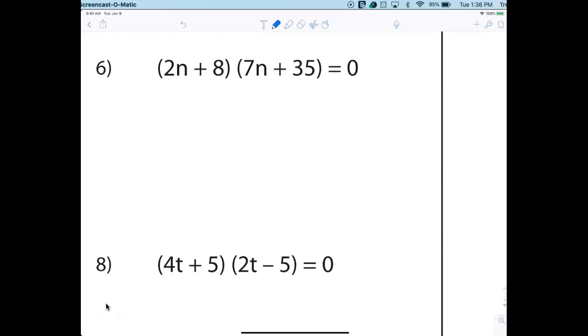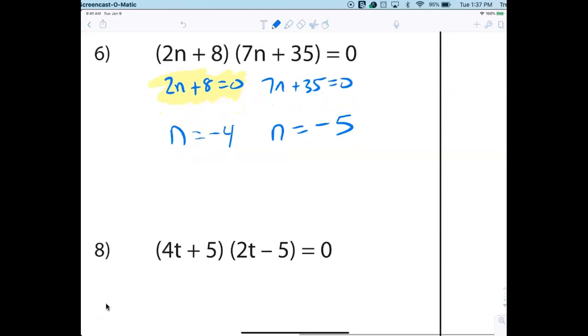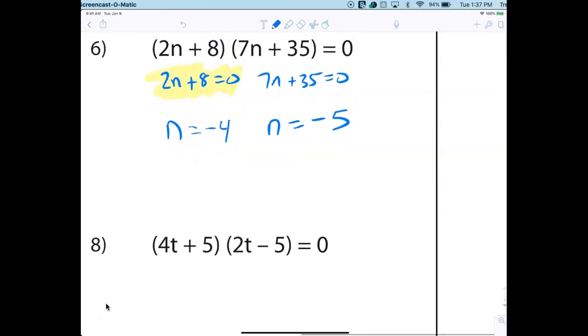Set them equal to 0. 2n plus 8 equals 0. 7n plus 35 equals 0. Now again, guys, this should be mental math. Everybody should be able to look at 2n plus 8 equals 0 and just say n equals negative 4. If you can't do that, you're way behind. Subtract 8, divide by 2. Or n could equal negative 5. That's it. Simple. Now, number 8.